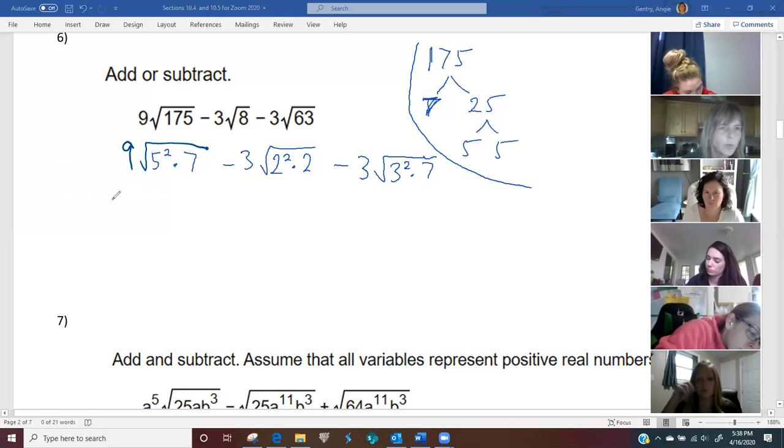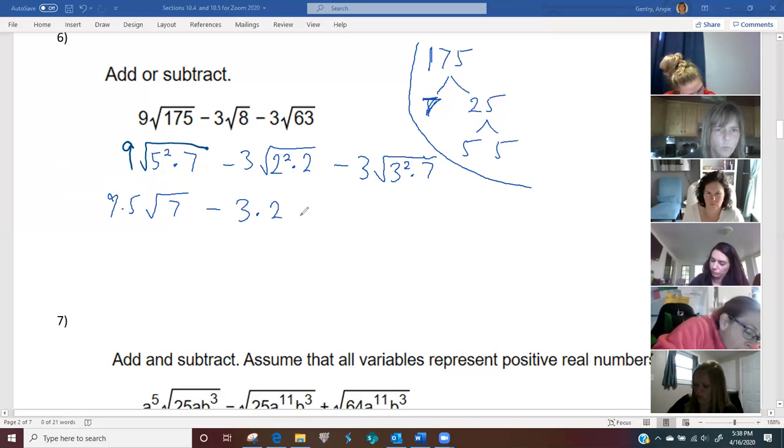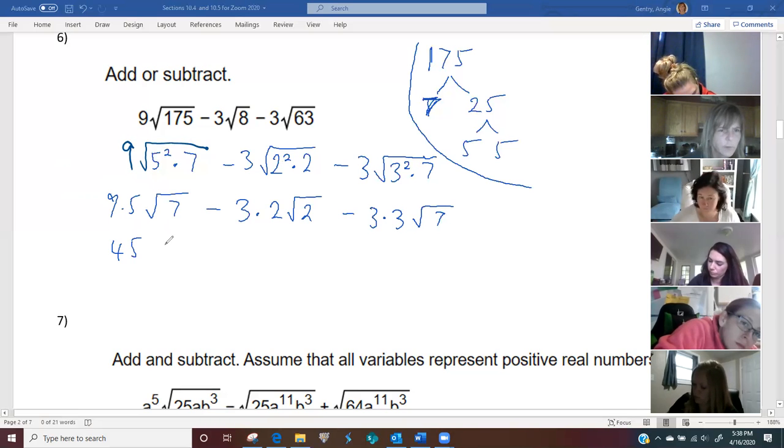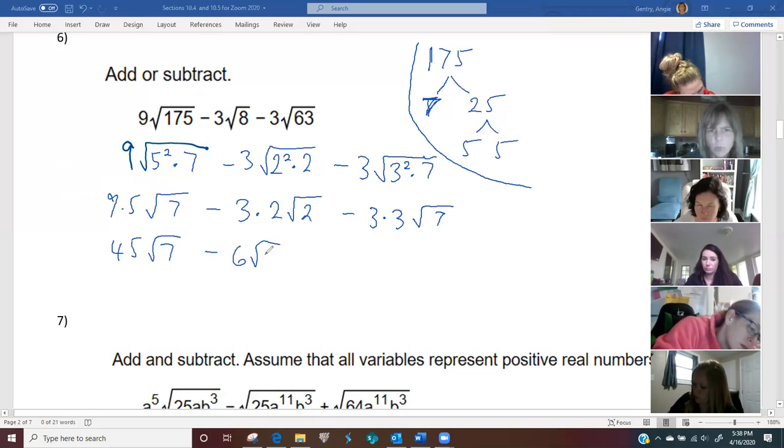And then you pull the 5, and you could go ahead and do stuff. Then here you pull the 2, and the 2 stays under. And here you pull the 3, and the 7 stays under. And then again, catch me if I'm wrong, 9 times 5 is 45. So I'm really simplifying each one.